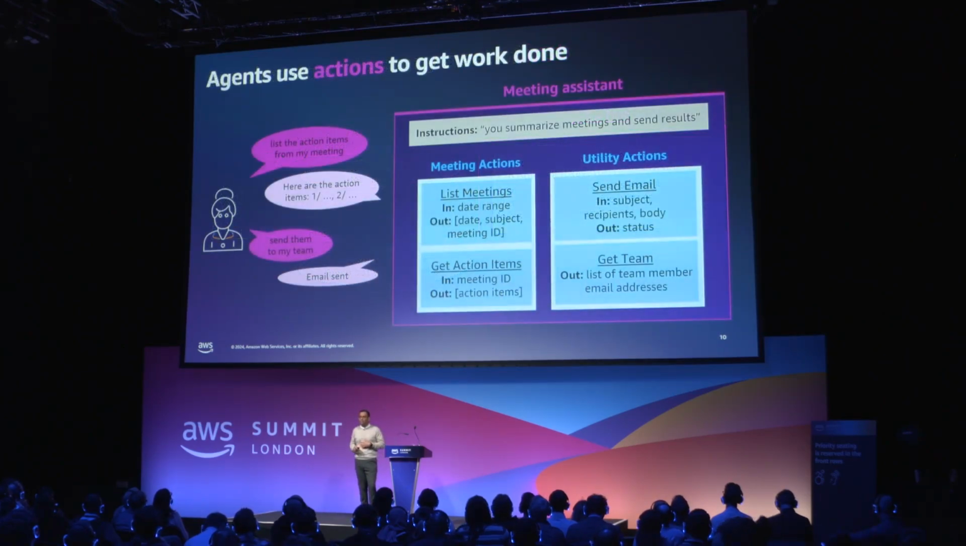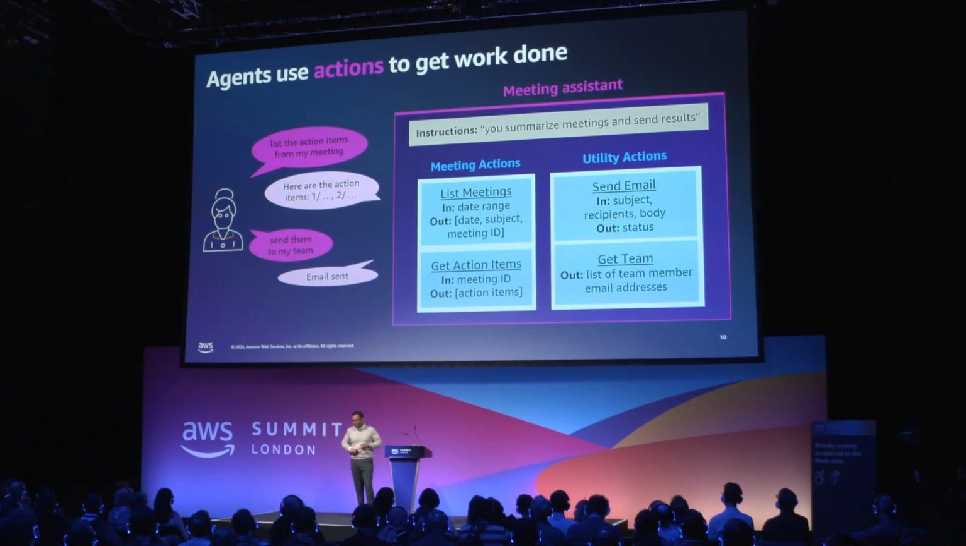Let's look at a more significant, more useful example. This is a meeting assistant whose instructions are to summarize meetings and send meeting notes to a specific set of attendees. Here I'm asking the assistant to use two sets of action groups. The first set is meeting actions that the agent can use to list a set of meetings, and from those meetings, get action items. The second set is utility actions. It can take these actions to extract a list of email IDs for a list of people and send emails to those people.